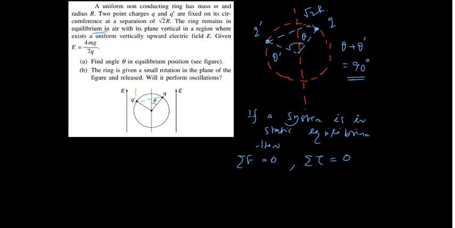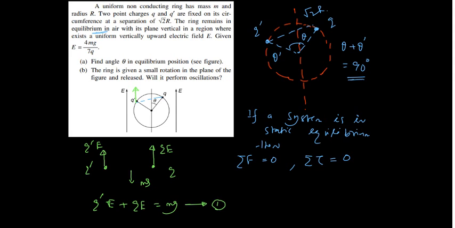Electric field is vertically upward, so this upward force on q prime is q prime into E. There is q, so the force acting here is equal to qE. Downward force is the total mass of the system into g, so I can write q prime into E plus qE is equal to mg. This is equation number 1 that we got from force is equal to 0.